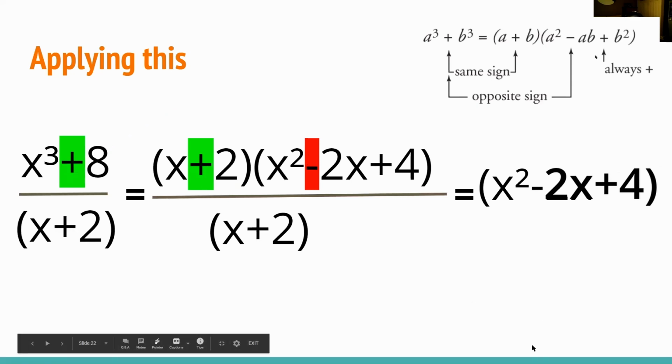I'll give you guys a second to look at this. Same sort of thing, but now we have a positive. So I guess this wouldn't really be called a difference of cubes. It would be more like an addition of the cubes, but it works. The same formula works.